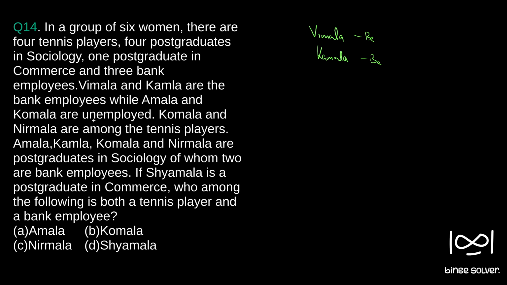While Amala and Komala are unemployed. So Amala and Komala are unemployed. Okay. Now Komala and Nirmala are among the tennis players. Komala and Nirmala are among the tennis players. Okay.